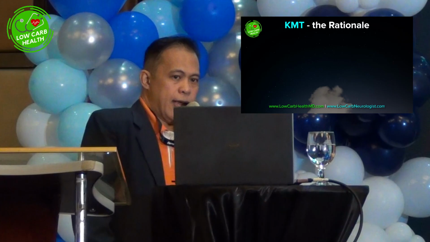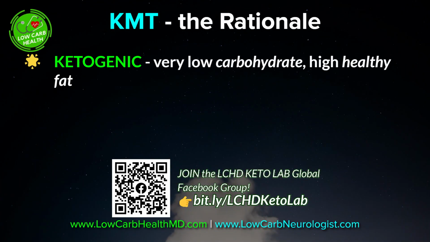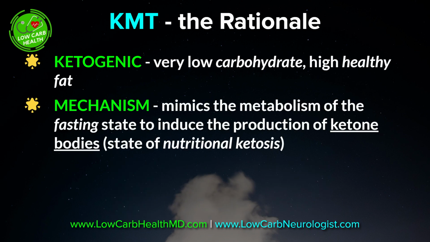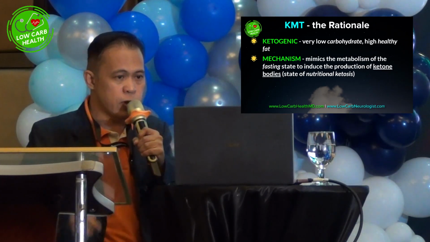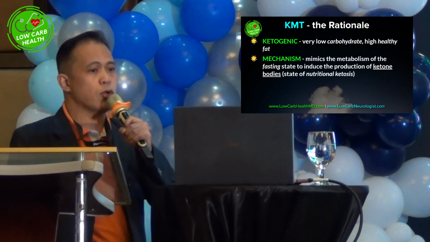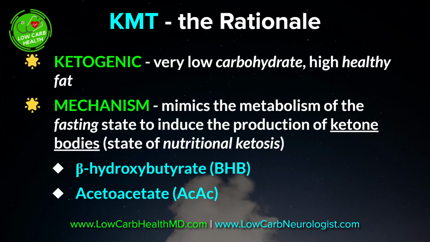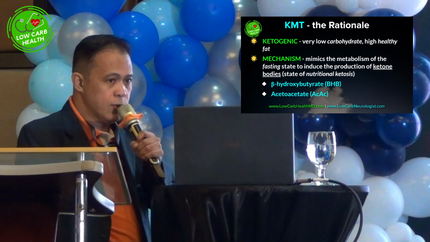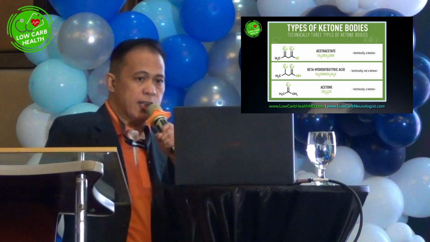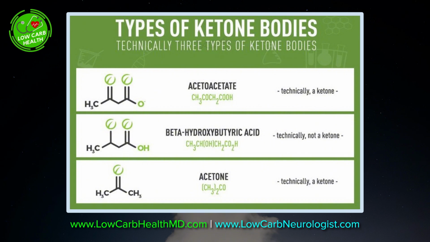Okay. So I mentioned this earlier, the rationale. Ketogenic means it's very low carbohydrate and high healthy fat, because it mimics the metabolism of the fasting state to induce the production of ketone bodies in the liver. And that is the physiologic state of nutritional ketosis. When we say ketone bodies, the most common ketone bodies that our bodies use would be BHB, or beta-hydroxybutyrate, and acetoacetate. These are the ketone bodies. The physiologic ones would be acetoacetate and BHB.